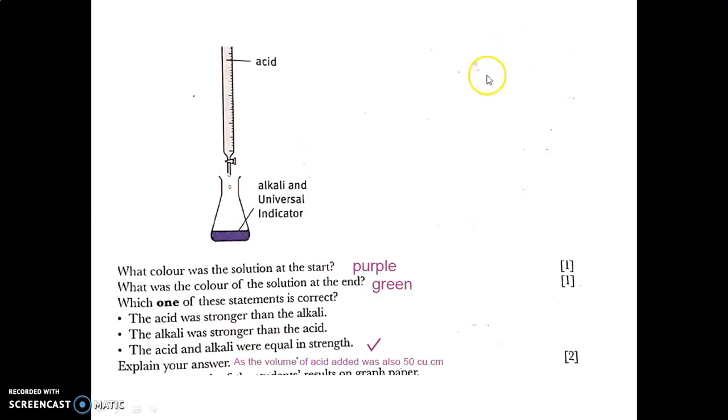Please write down these answers in page number 102 and 103 and stick the graph also there.